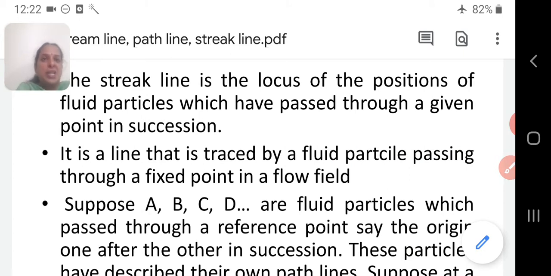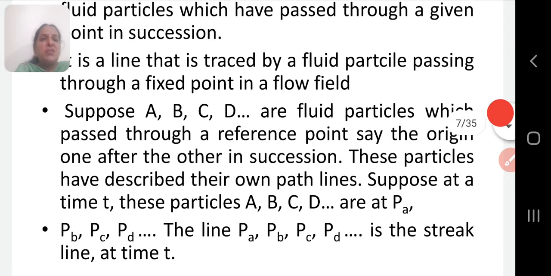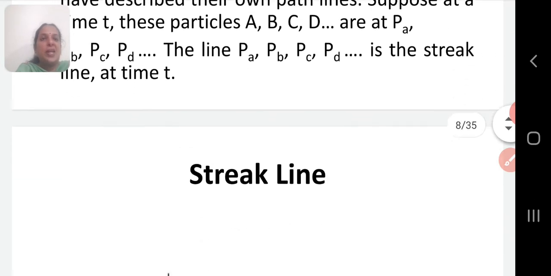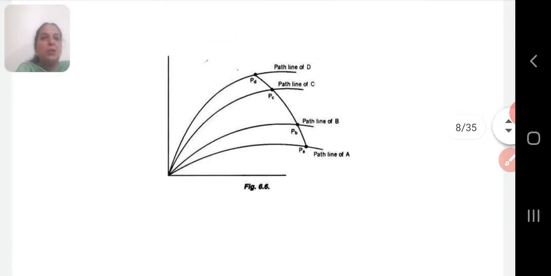This is a line that is traced by a fluid particle passing through a fixed point in the flow field. Suppose we have particles A, B, C and D passing through the reference point, say the origin, one after the other in succession. These particles have described their own path lines. Suppose at time t these particles are at PA, PB, PC and PD. Then the line joining PA, PB, PC and PD is called a streak line at the time t. You can see this here.